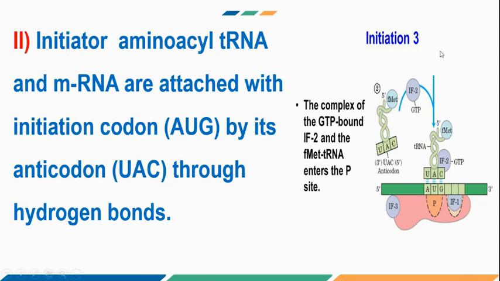Here is the initiation process diagram. This is the mRNA which carries the message. On mRNA, AUG is always the start codon, or first codon. Here is the smaller subunit, the 30S. IF1 and IF3 are already attached to the smaller unit. Then IF2, the initiation factor 2 with GTP, and the first tRNA, formyl methionine tRNA, is attached to the start codon AUG by hydrogen bonds.